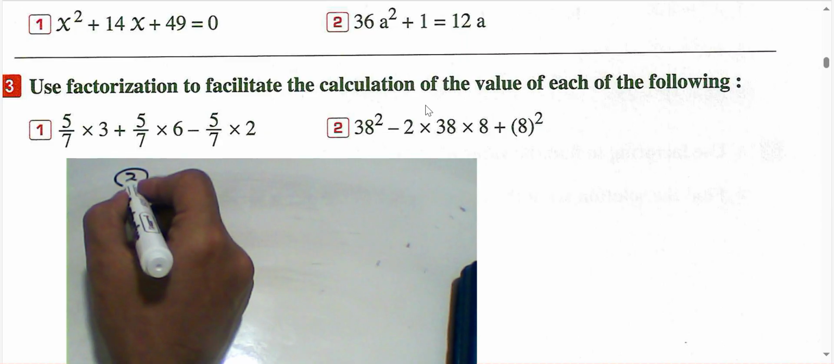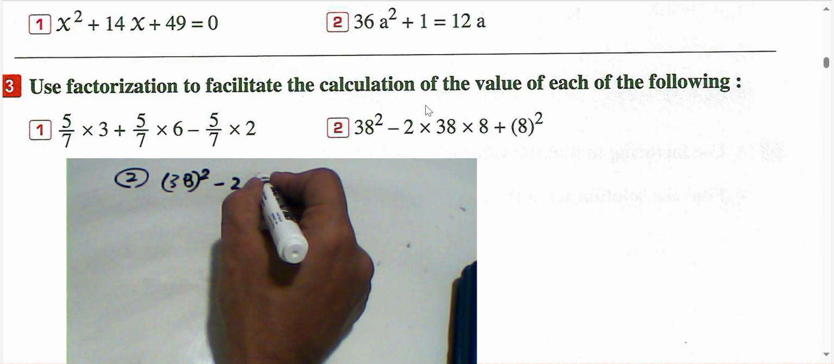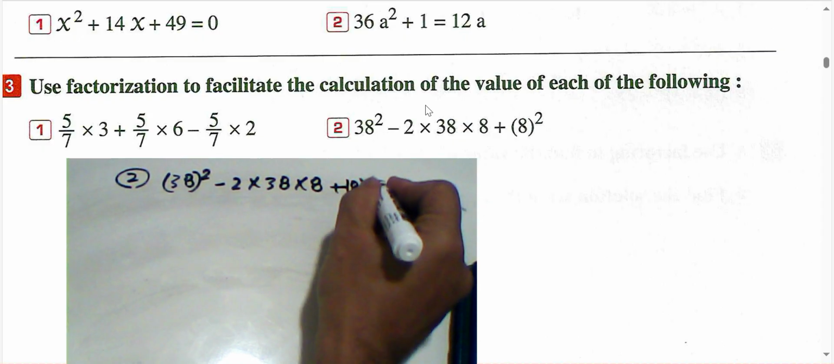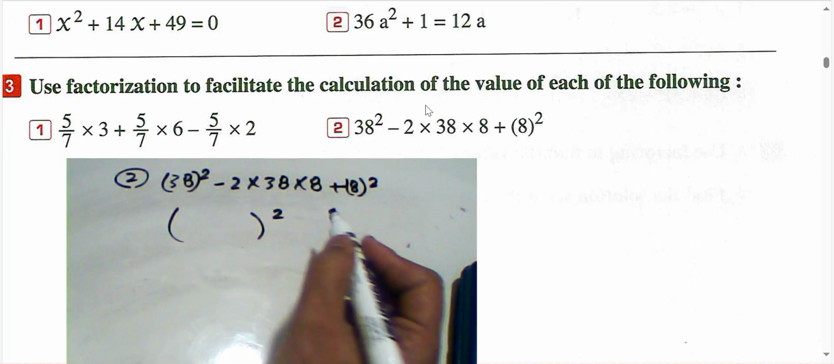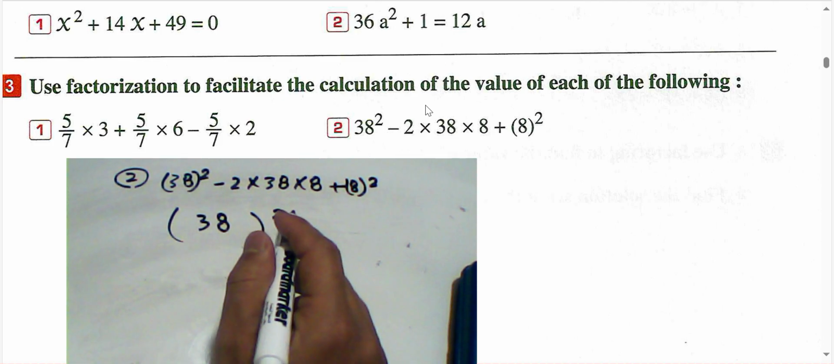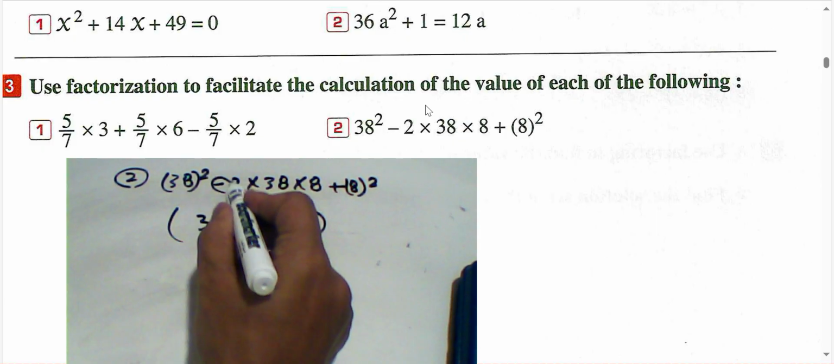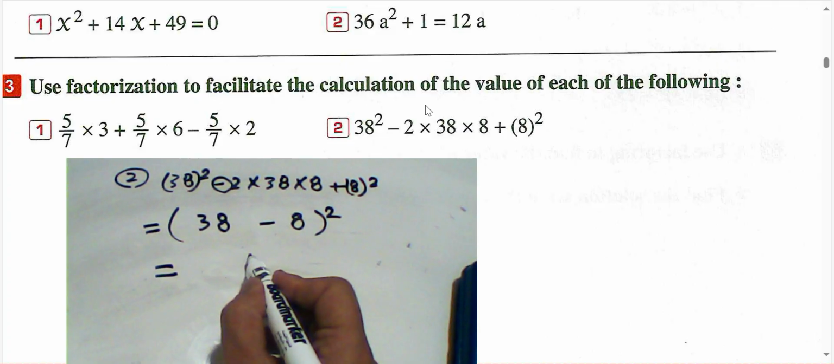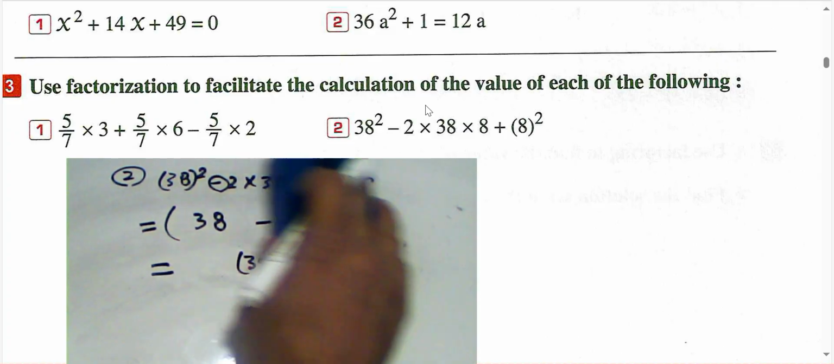Next, question number 2. 38^2 minus 2 times 38 times 8 plus 8^2. This expression we call a perfect square. Okay, we can write the square root of the first, it will be 38, and the square root of 8^2 will be 8, and then keep the sign of the middle, all to the power 2. Then 38 minus 8 equals 30. 30^2 equals 900. Then the result here will be 900.